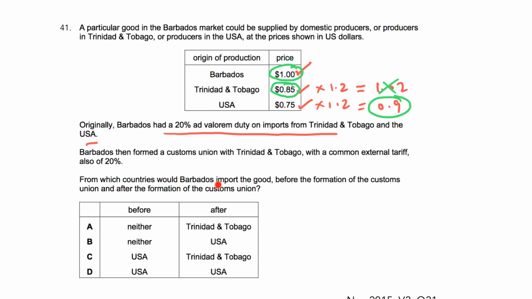From which country would Barbados import the good before the formation of custom union? Before custom union, who will you buy from? USA. After custom union, who do you buy from? Trinidad. Which means what concept is happening? Trade diversion is happening as the low cost producer, a non-member, is not allowed to trade, but a high cost producer is allowed to trade after the trade agreement or custom union.